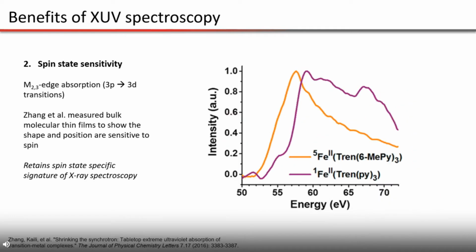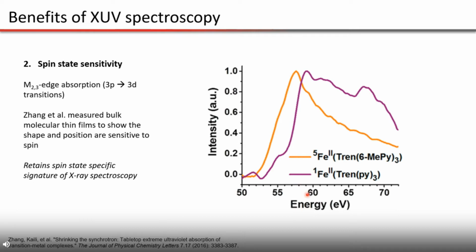The second benefit that we'll see is spin state sensitivity. So here is a figure from a paper by the Zhang group, and we see that again, M23 edge absorption, these are both iron complexes, but one has a quintet spin and the other has a singlet.